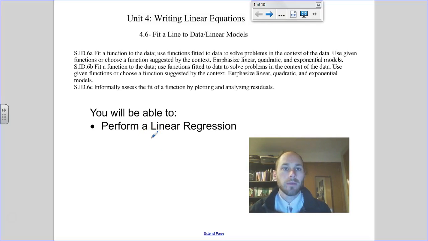Okay, let's wrap up our unit on writing linear equations. Today we're going to get to some real data and find out how we can take some data and make a linear model, so represent the data that we have with an equation and use that equation to make predictions. And we'll perform what's known as a linear regression on our graphing calculators. I'll show you how to do that with your TI 84 graphing calculator and also on Desmos.